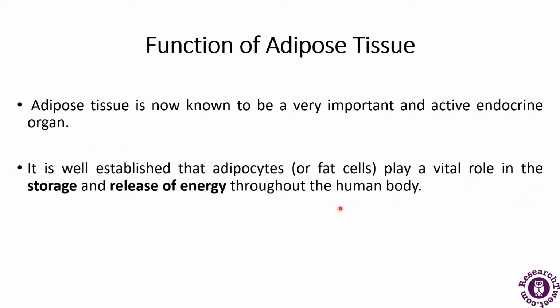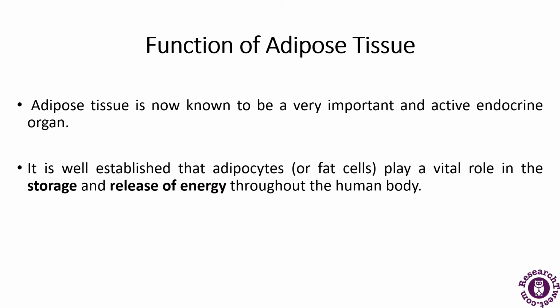Now, what does the adipose tissue do? What is the function of the adipose tissue? Adipose tissue is now known to be a very important and active endocrine organ. It is well established that the fat cells, or adipocytes, play a vital role in the storage and release of energy throughout the human body. So from these two lines, we can say that the main role of adipose tissue is the storage and the release of energy.